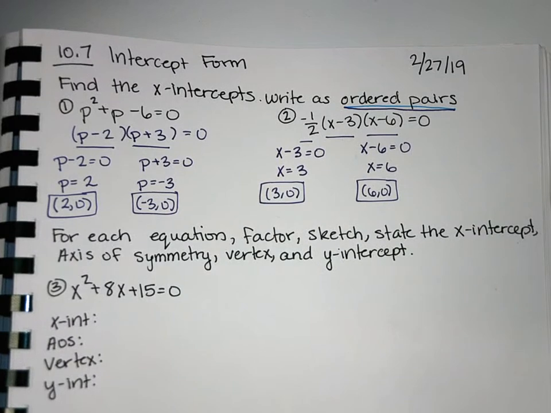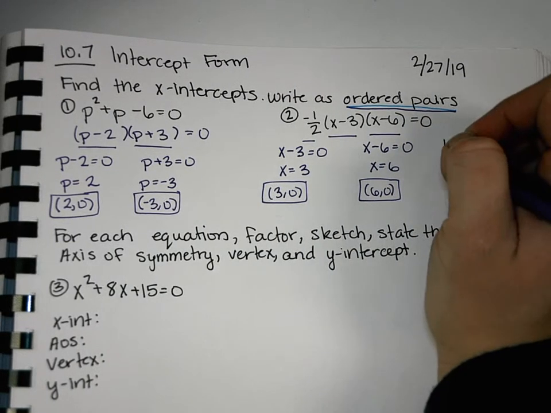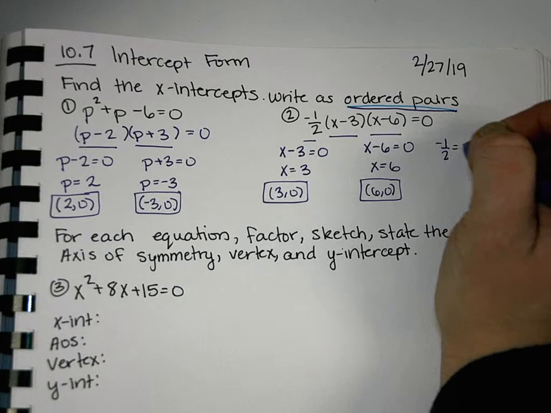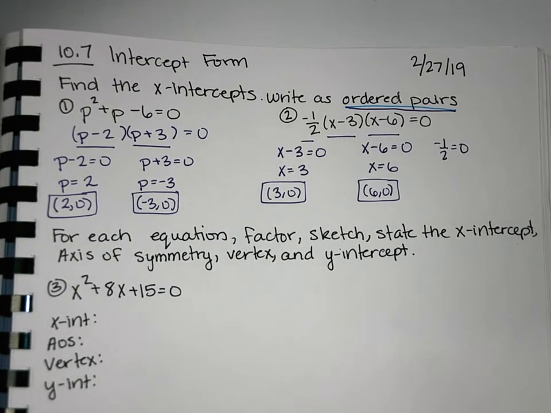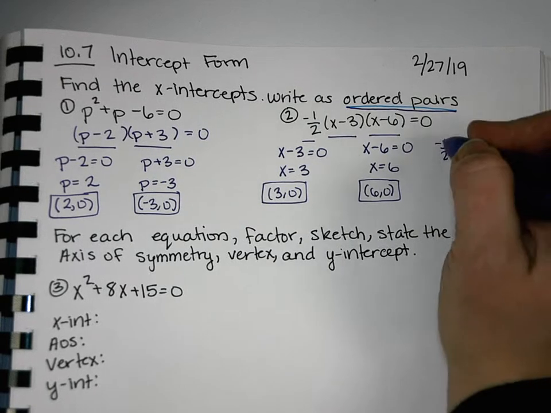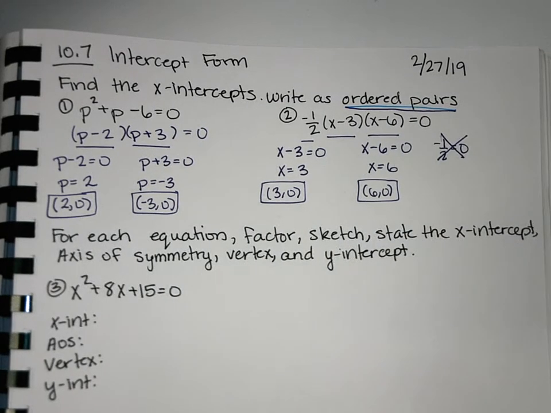Okay, any questions about that? So you don't do anything with the -1/2? Nope. Because if you were to set it equal to 0, like the other things being multiplied, you'd get this. Is there anything to solve for? Can -1/2 ever equal 0? So you just cross it off and ignore it.